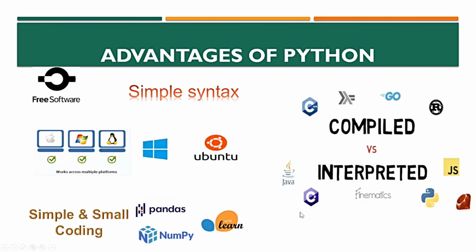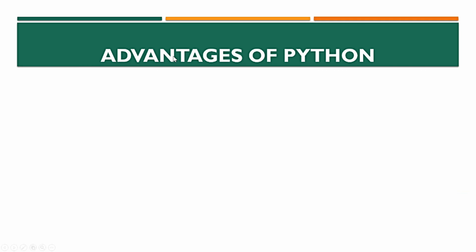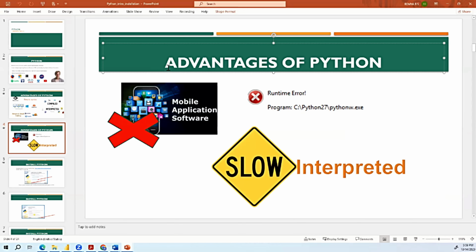Now let us go with this. Oh, sorry, by mistake I have written advantages. I actually meant disadvantages. So here itself, I will correct it.